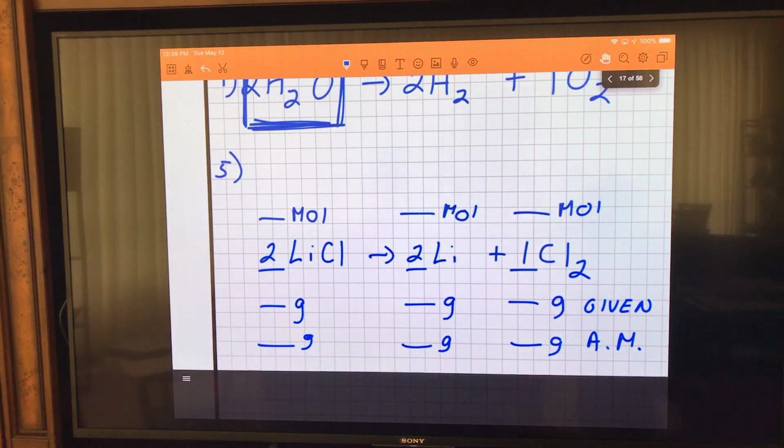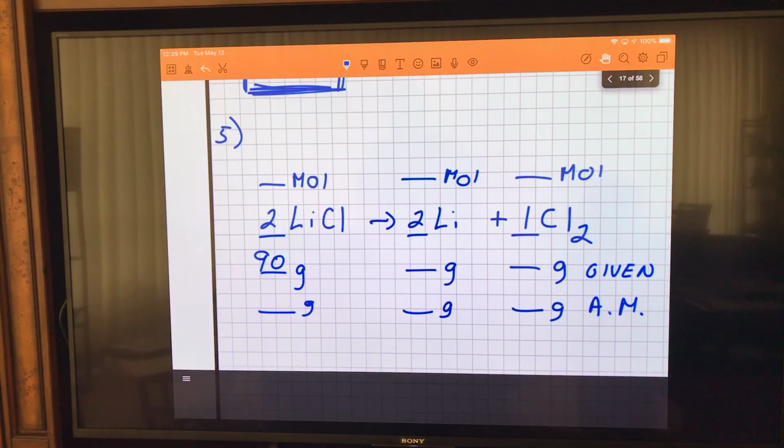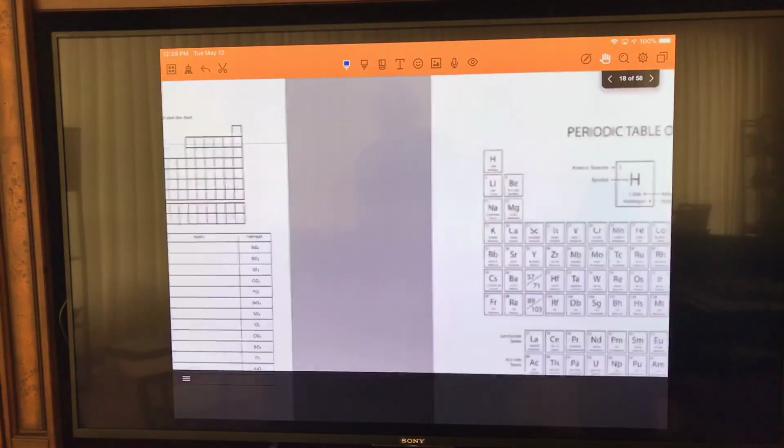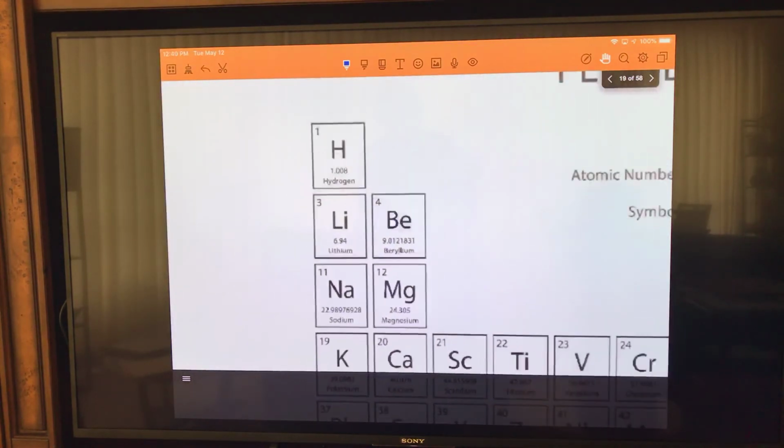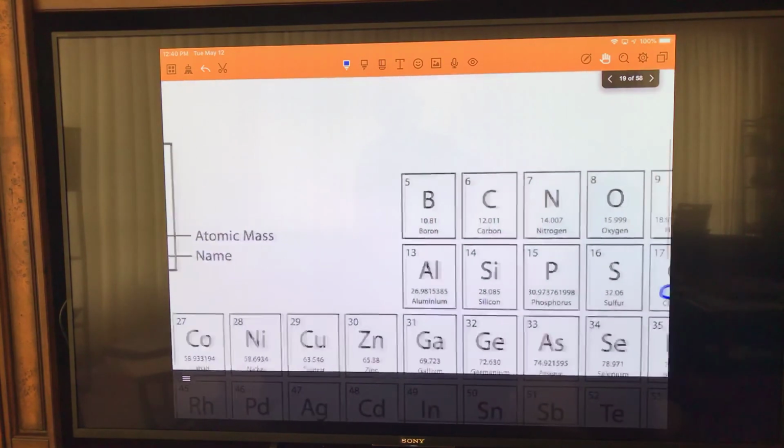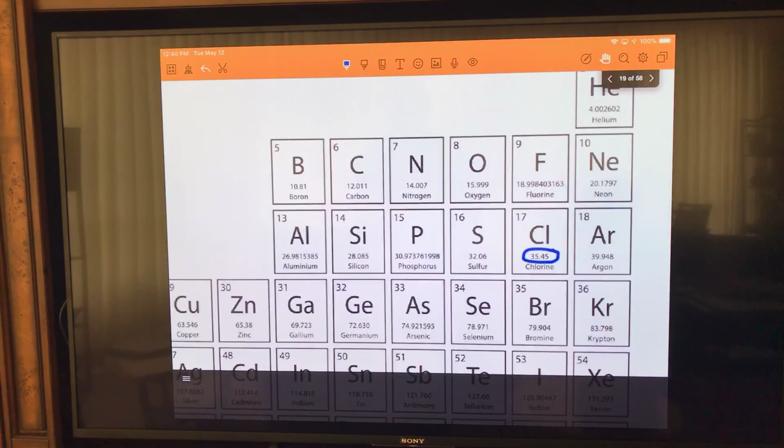All right, in this case, we're just going to look at what we were given. And I told you you were given 90 grams. All right, let's go figure out some atomic masses. LiCl. We've got to go back over to our periodic table. And there's lithium, 6.94. We're going to call that 7. And chlorine on the other side over here, we already looked that one up, and it's 35.